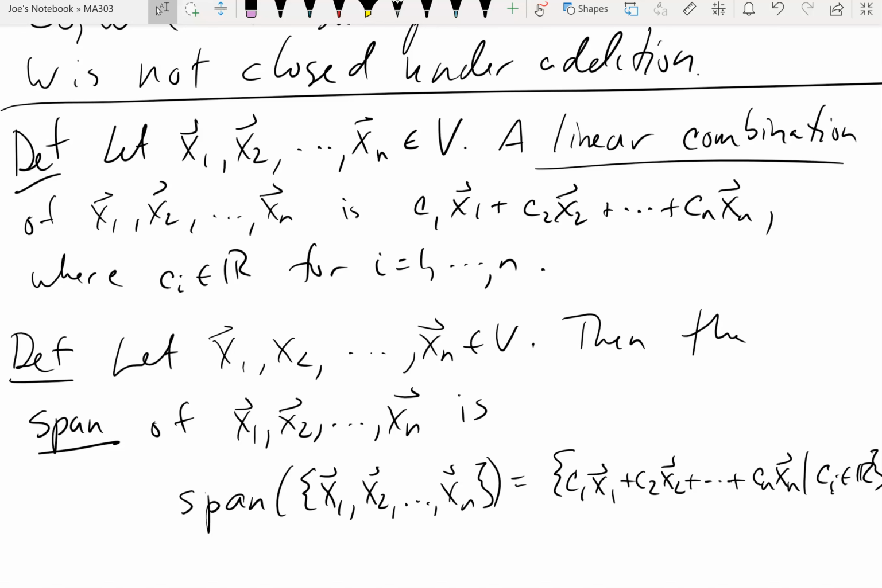When we're doing the span of a set of vectors, the set of vectors that we start with is fixed. We don't change the vectors. What's allowed to be changing here are the constants that we're using.